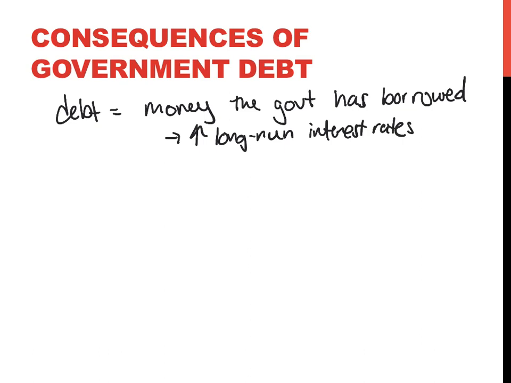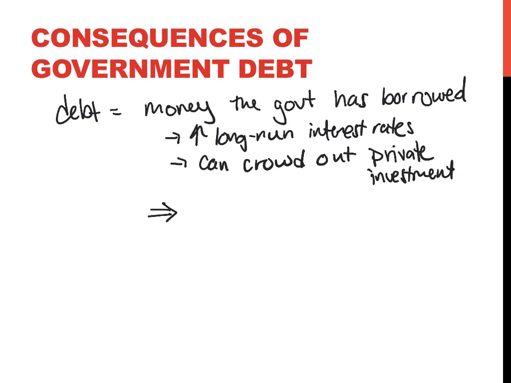And we say that can crowd out private investment. So it leaves less money available for firms that want to borrow money to invest. And if we have less investment by firms, then we might see decreased growth in the long run. Because one of the things that can impact growth is firms investing in research and development and investing in new and more efficient production processes.